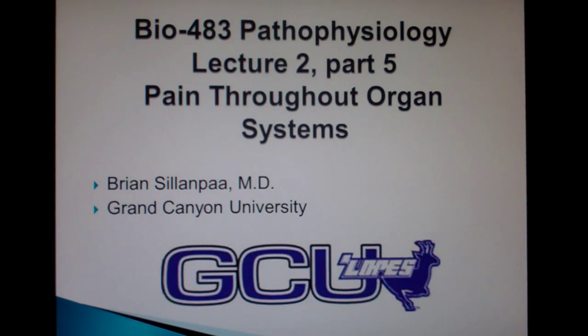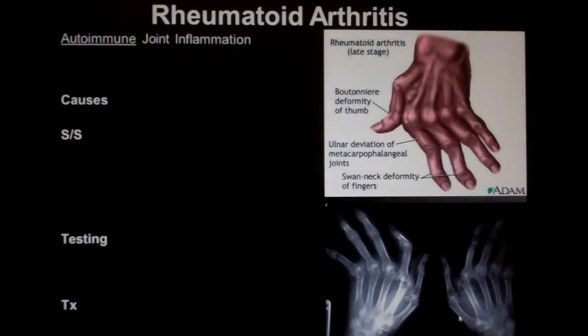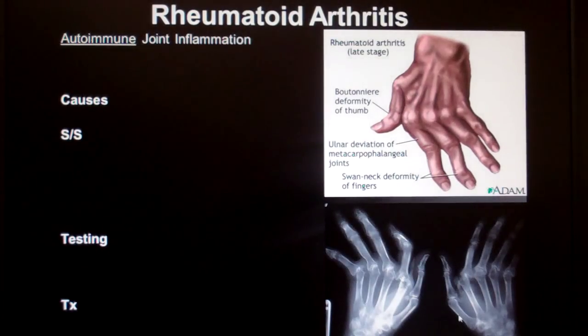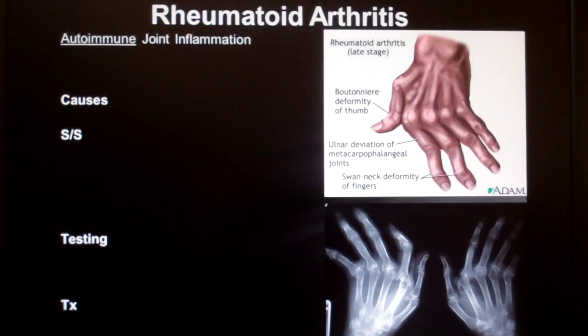Welcome back again. Lecture 2, Part 5, Pain Throughout the Organ Systems. We're going to start out by talking about rheumatoid arthritis. Rheumatoid arthritis, as mentioned earlier, is an autoimmune disease that attacks the body's joints, among other things.